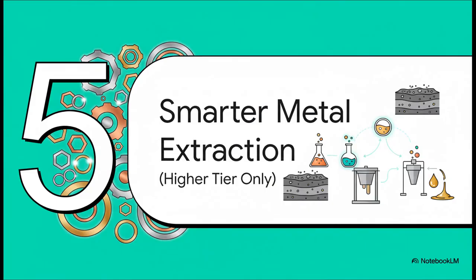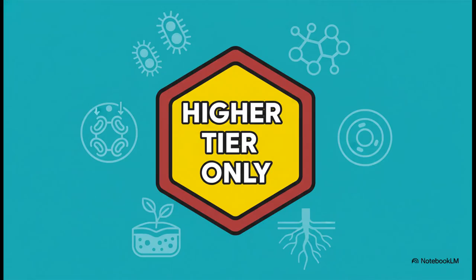Right, we're now moving into higher tier only content. So if you're doing the foundation paper, you can chill out for the next few minutes. For the rest of you, we're going to look at some really clever chemistry for getting metals out of what we call low-grade ores. That's basically rock that only has tiny amounts of valuable metal in it. Just to be super clear, this next bit on phytomining and bioleaching is just for you higher tier folks.